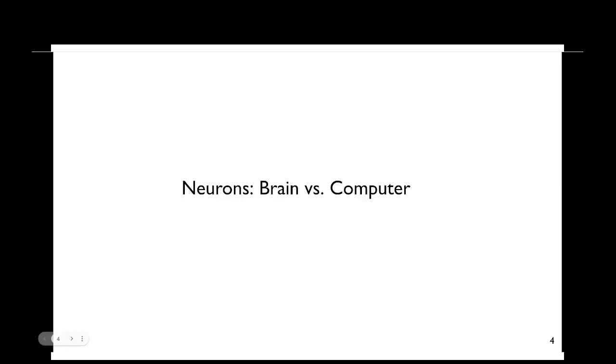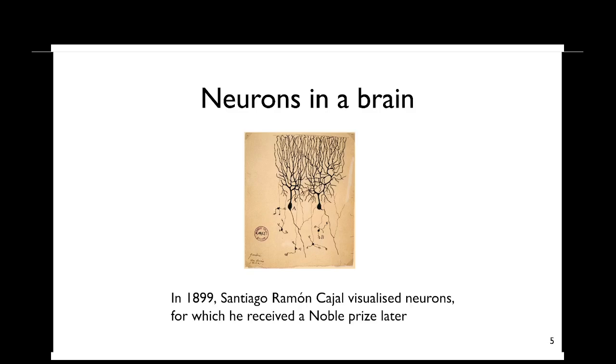So let's start off with the basic concepts behind neural networks, and that is a neuron. And we will start with a neuron in a brain rather than in a computer. So for this, we have to go back to the year 1899 when Santiago Ramon Cajal visualized neurons, as you can see in the picture. He received the Nobel Prize for this.